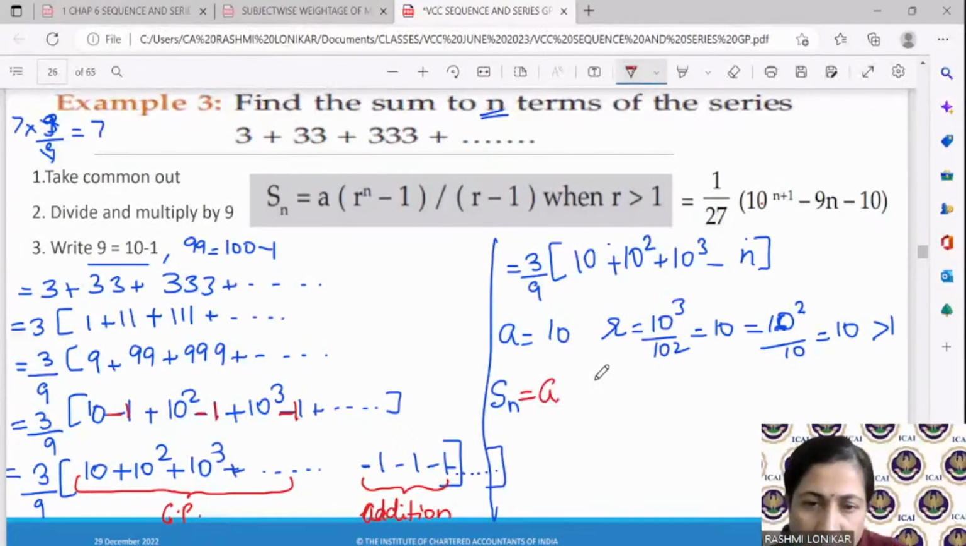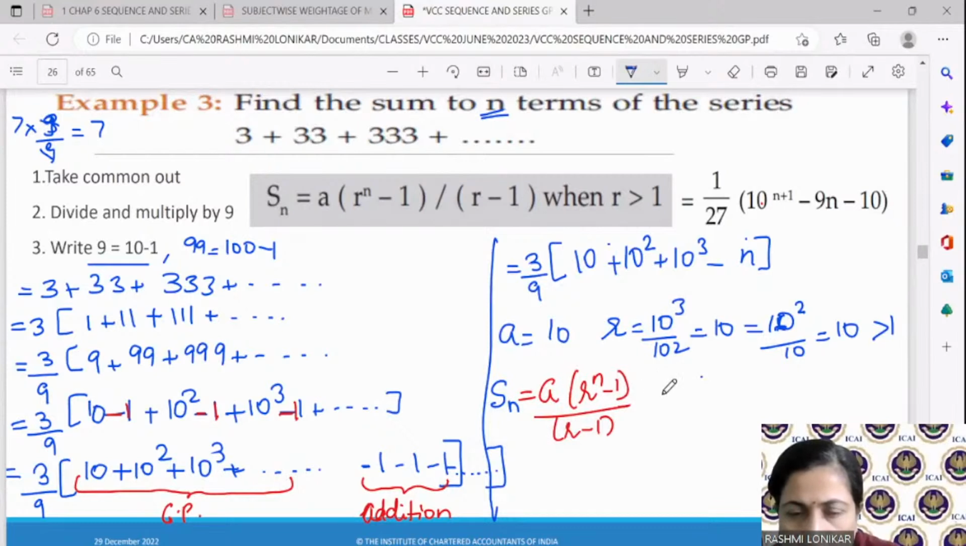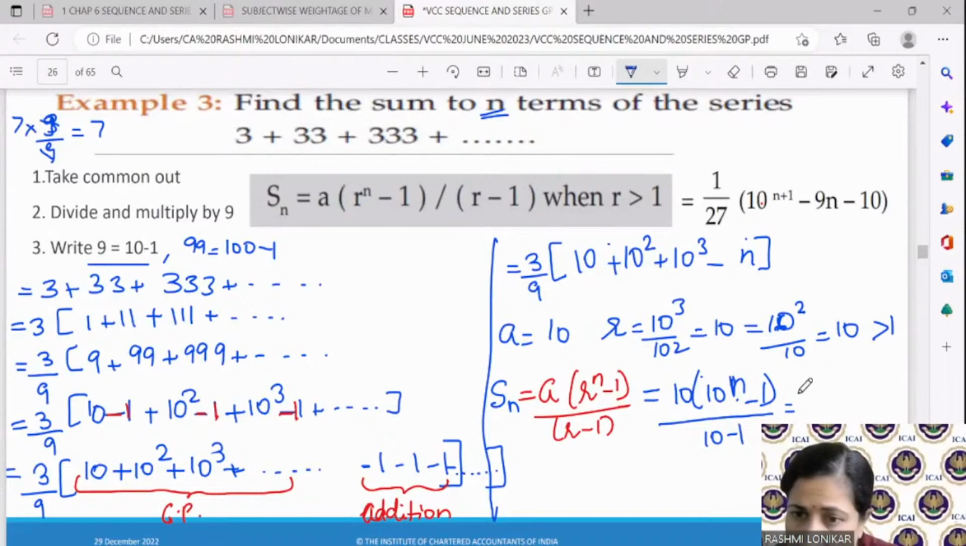A R raised to n minus 1 upon R minus 1. So what is this? This is equal to 10, 10 raised to n minus 1 upon, this is 10 minus 1, which is equal to nothing but 10 upon 9, 10 raised to n minus 1.